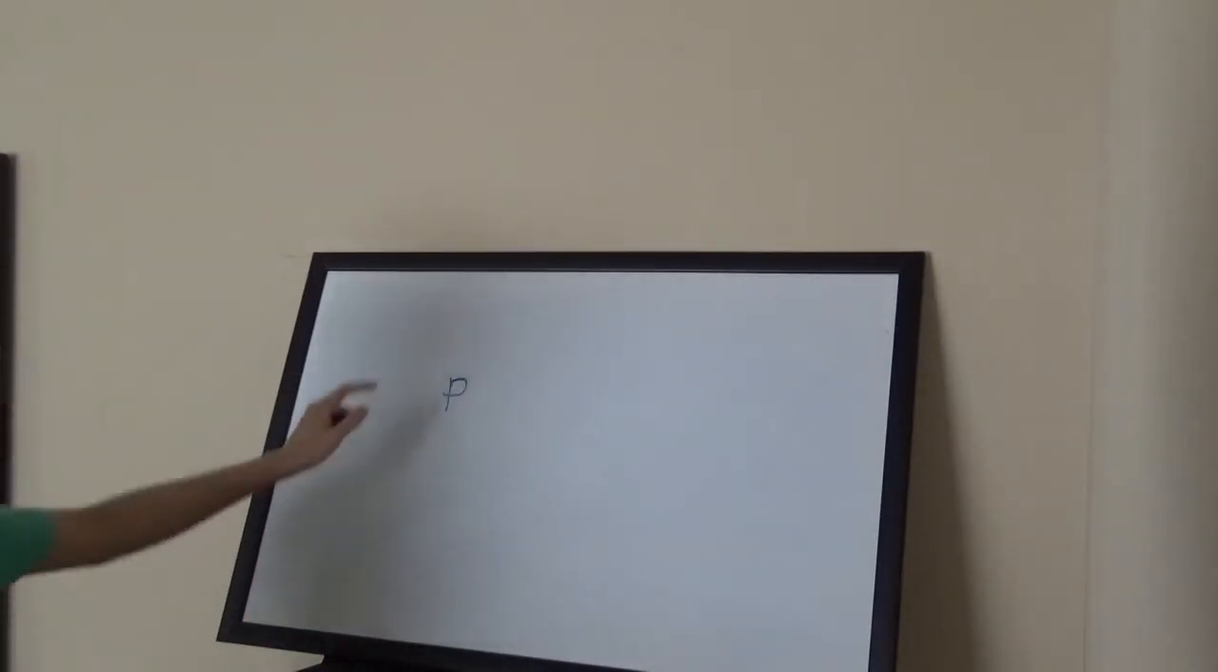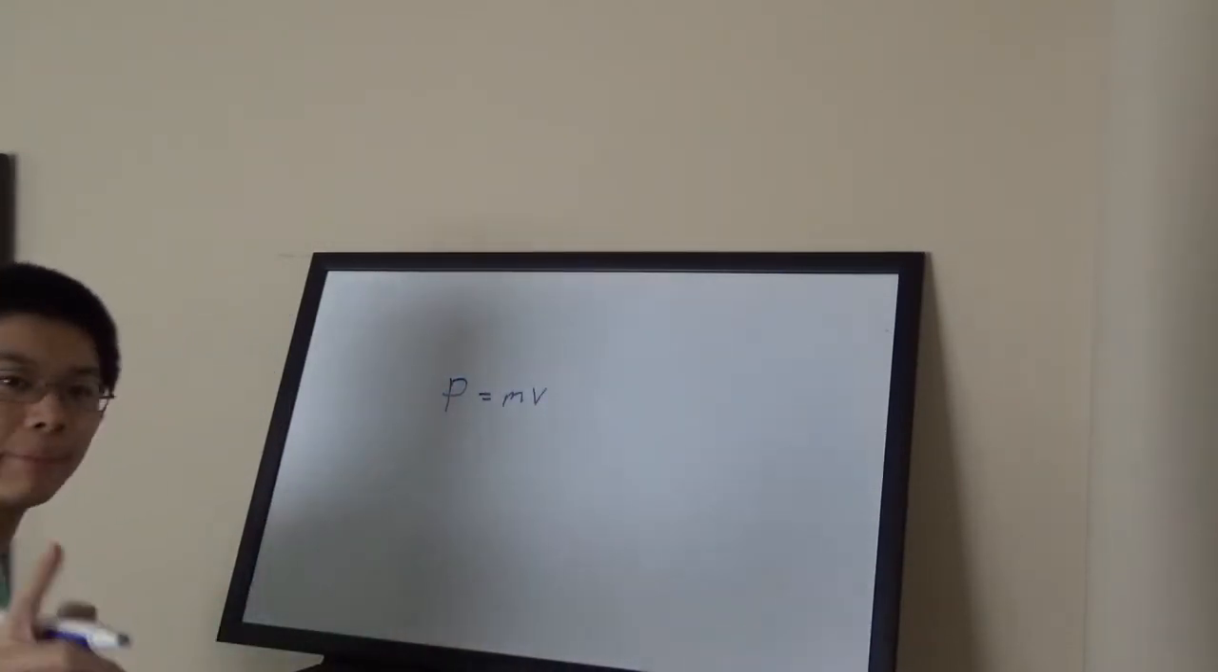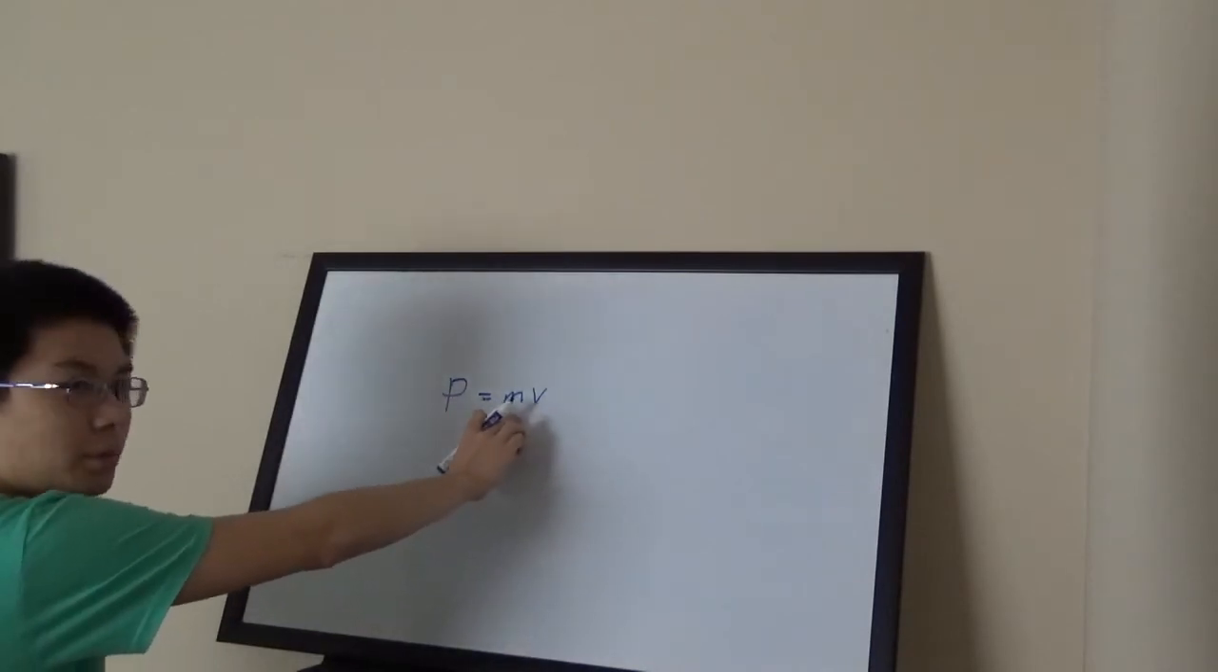Well, momentum is first written as a small p, right? Power, we have that big P, because power is big, capital P. Momentum is represented by a small p, and it is defined as simply my mass times velocity. And remember, momentum only occurs when you're moving.